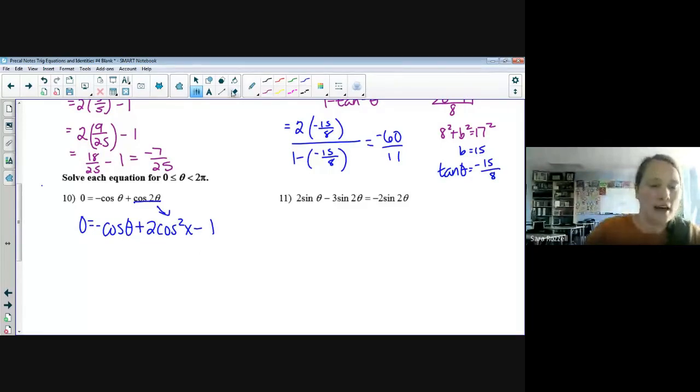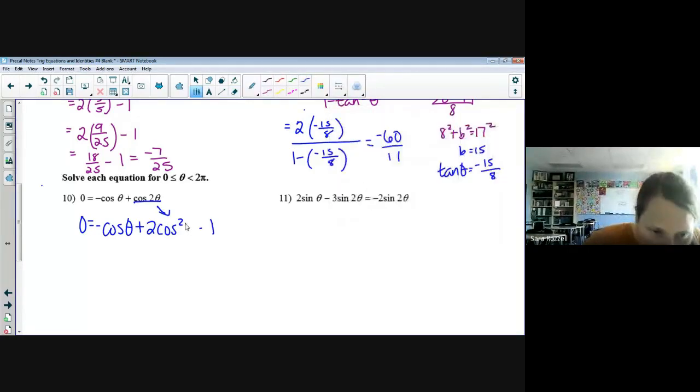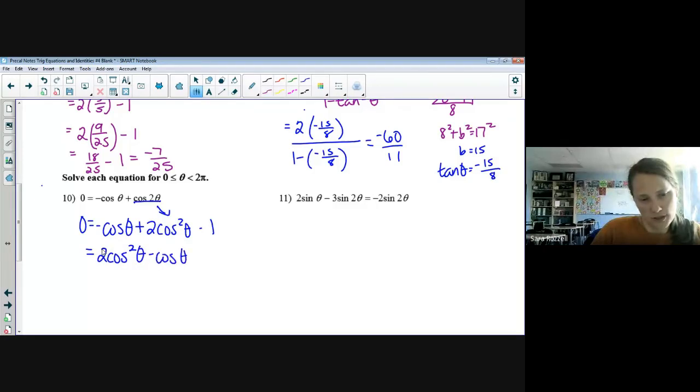Now I don't have a mix of sine and cosines. I don't have a mix of trig functions. I don't have a mix of regular thetas and 2 thetas. There we go. And now we can just factor that like we did. I think we did this one the other day, actually.